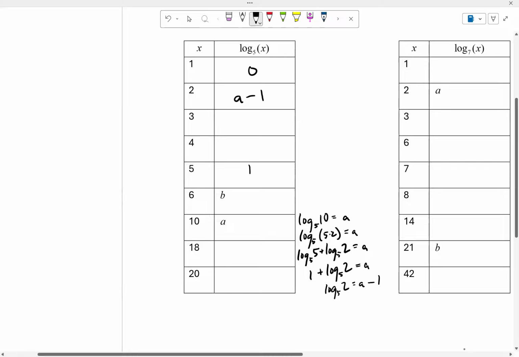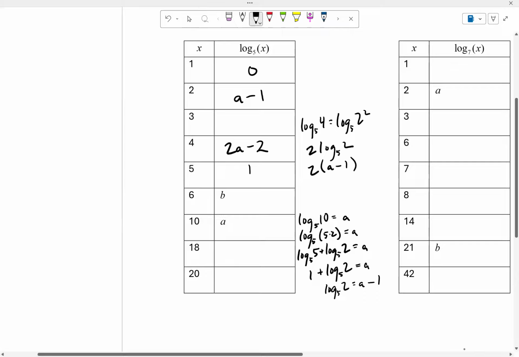Because I already know how to do this, I do urge you again to pause and think and do as much as you can on your own. I'm going to go to log base 5 of 4 next, because log base 5 of 4 is the same thing as log base 5 of 2 squared, which is the same thing as 2 times log base 5 of 2. And we just figured out the log base 5 of 2 is A minus 1. So I could go directly here and say this is 2A minus 2.